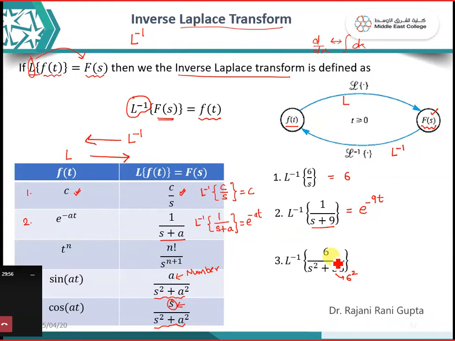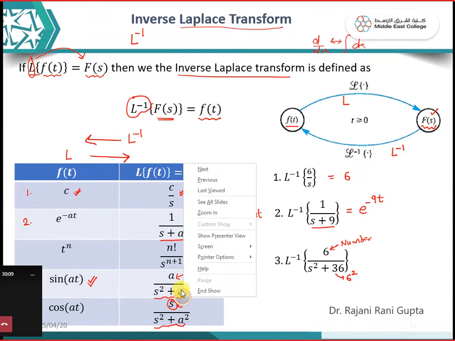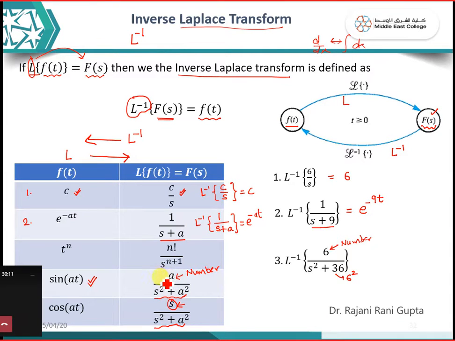Okay, so check your question. You have a number or a function of s. So here we have a number. So whenever we have a number, it means we have to work with the sine rule. And what is the requirement? If it is a square here, you should have a here, the square root of it. So if it is 6 square, you need 6. So what will it give you? Sine 6t directly.